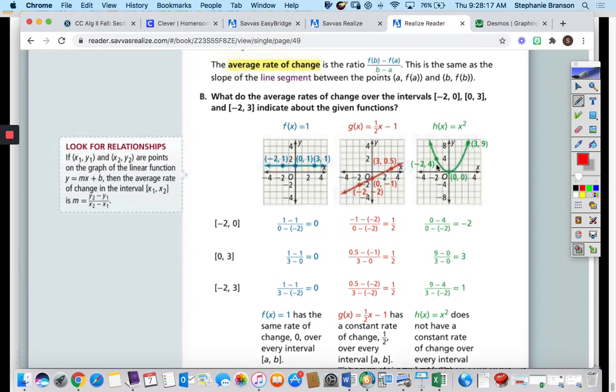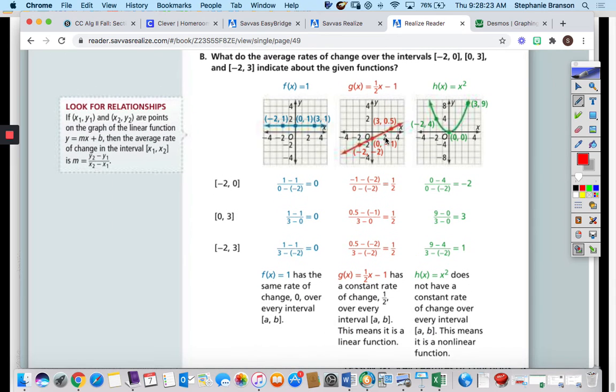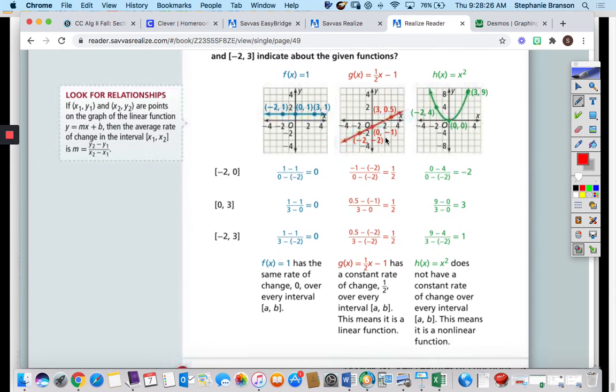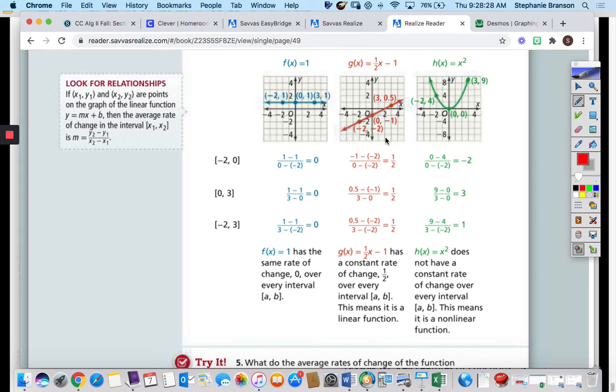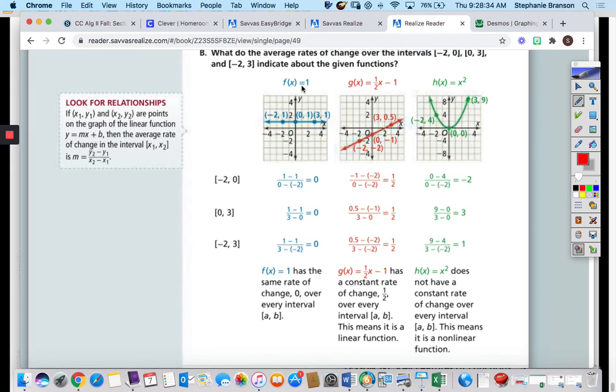Alright, so basically, average rate of change, they put that in a funny way, but that's just your slope formula. I don't know why they put it like that. And in part B is where they start talking about the given functions. So, the average rate of change for this first function, f of x is equal to 1, that was a straight line. It had a slope of 0 each time.